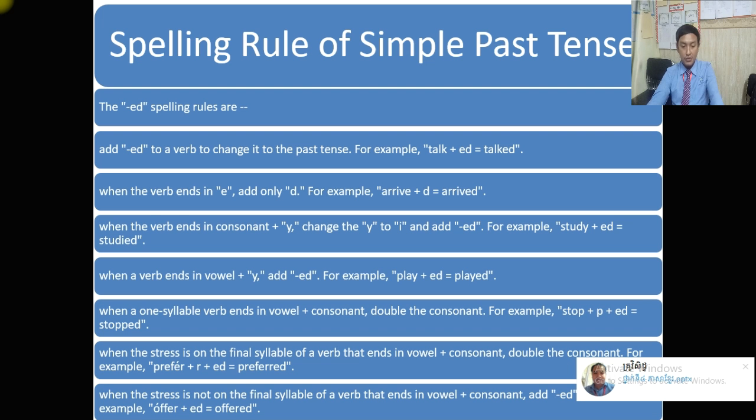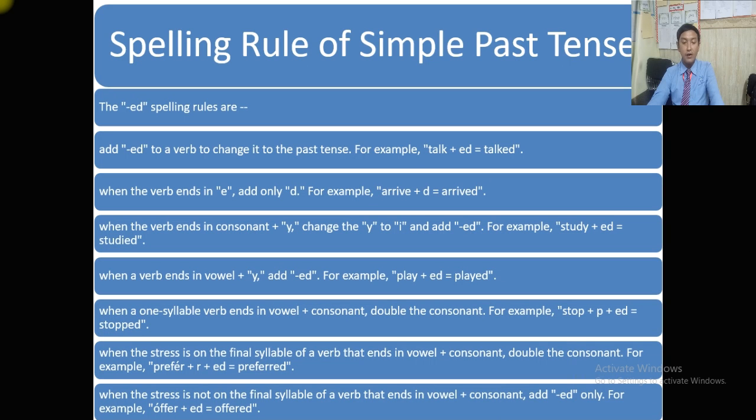Okay, now come to the next. When the stress is not on the final syllable of a verb that ends in a vowel plus consonant, add ed only. For example, offer. You just add ed, and it becomes offered. And you also cannot pronounce it like that; you pronounce offered. So this is the lesson that I want to show you on how to use the spelling rule of the past simple.